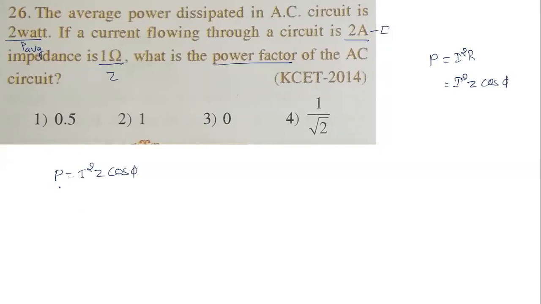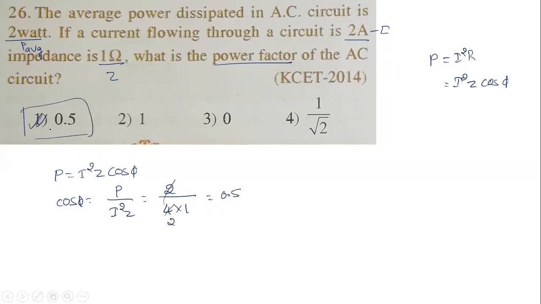We need to find the power factor. Power is given as 2 watt, right? So cos phi we want to calculate. It becomes P by I square times Z. P is how much? 2 watt. The current is how much? I square becomes 4 into Z, 1. It will become 1 by 2, which means 0.5. What is the option? First option. That is, 0.5 is the power factor. So if they ask you the phase angle, it will become cos inverse of 1 by 2. What is the cos inverse of 1 by 2? It is 30 degree, or you can say pi by 6, if they ask you the phase angle.